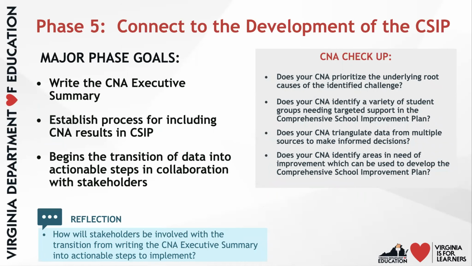Phase 5, which is the last phase of the CNA process, is to connect the development of the CSIP. The final step in the CNA process involves taking the results of the CNA and beginning the process of translating the results into actionable steps.